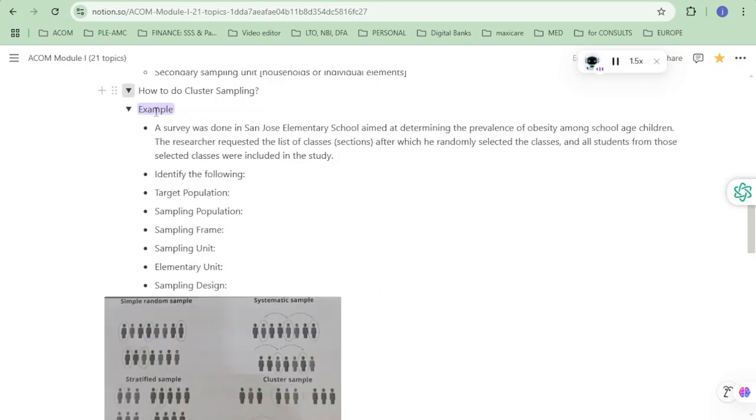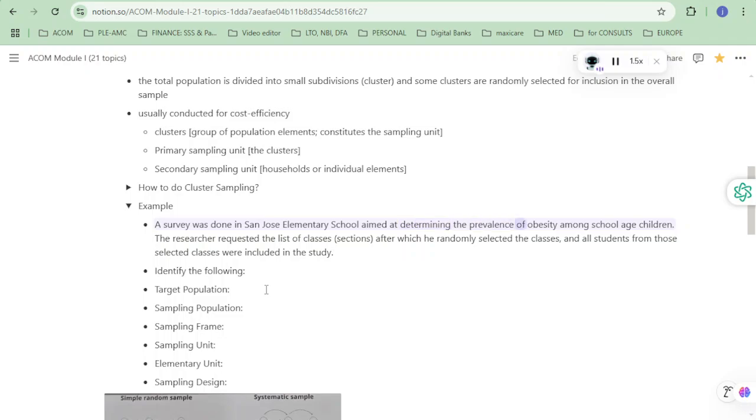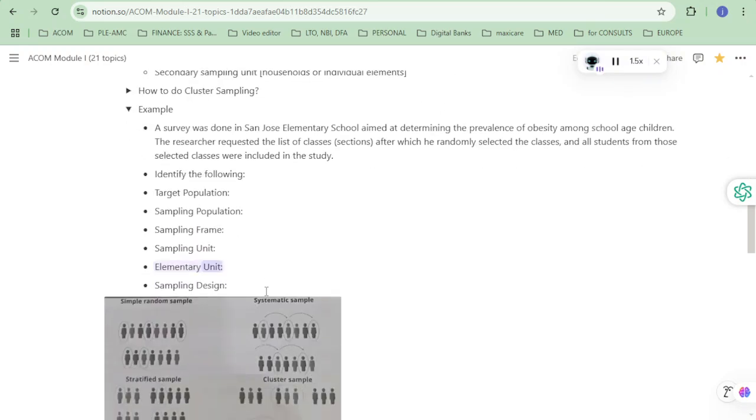Example: a survey was done in San Jose Elementary School aimed at determining the prevalence of obesity among school-age children. The researcher requested the list of classes, sections, after which he randomly selected the classes, and all students from those selected classes were included in the study. Identify the following: target population, sampling population, sampling frame, sampling unit, elementary unit, sampling design.